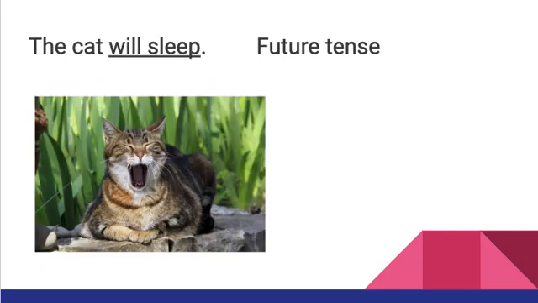Now in this picture, you can see my little kitty friend here yawning. So in this sentence, we have the cat will sleep. And we can tell that because he's yawning. And because he hasn't yet fallen asleep, it's in the future. The cat will sleep sometime soon in the future.